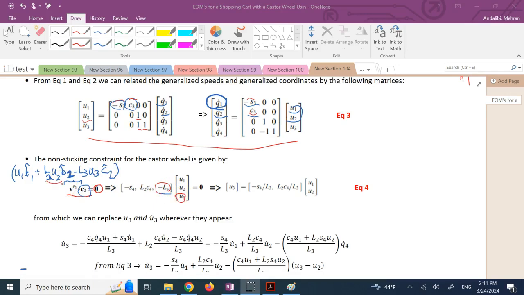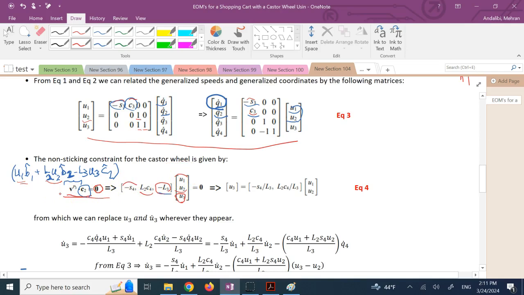Then you have L2 U2 B2 dot C2. The angle between B2 and C2 is angle Q4, right? So this L2 U2 has to be multiplied by cosine of Q4, which is exactly what you can see over here. And finally, you get B1 dot C2. The angle between B1 and C2 is Q4 plus 90 degrees. So cosine of that is going to be negative sine of Q4 times U1. So this is my no slip condition for the caster wheel.